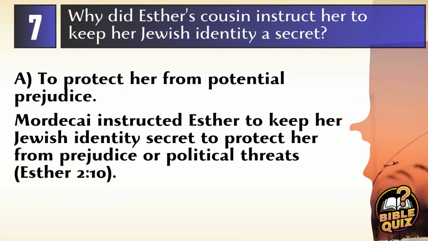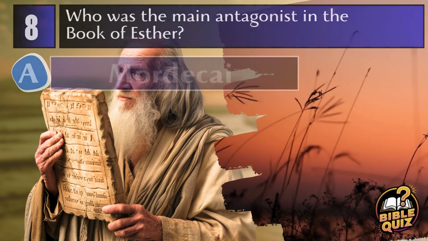Answer A. To protect her from potential prejudice. Mordecai instructed Esther not to reveal her Jewish identity to protect her from potential prejudice or political maneuvers within the palace, Esther 2:10.